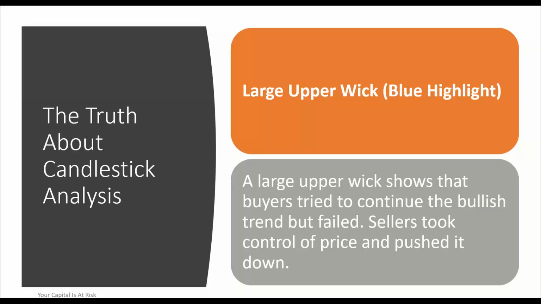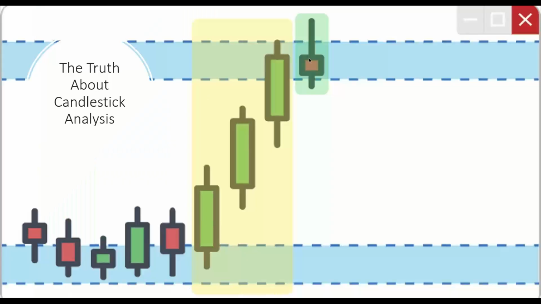So it has a large upper wick that shows the buyers tried to continue the bullish trend but failed. Sellers took control of the price and pushed it down. So we saw the buyers kept their momentum and were able to push it up to this new high, but they couldn't hold on to it. And the tug of war existed, and the other side was able to pull it back. And when it was time, at the end of the day, to have lunch and everybody let go, the rope was pulled farther over onto the guys on the right-hand side. So the sellers were in control.